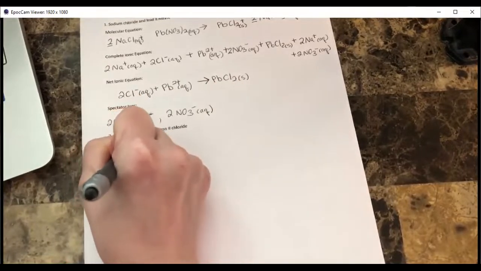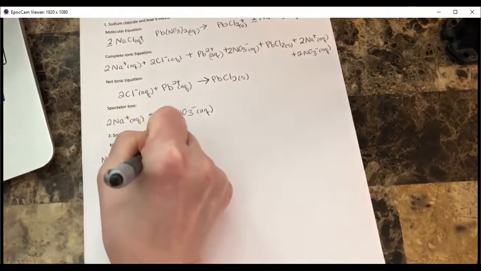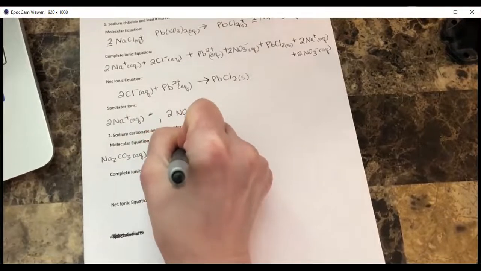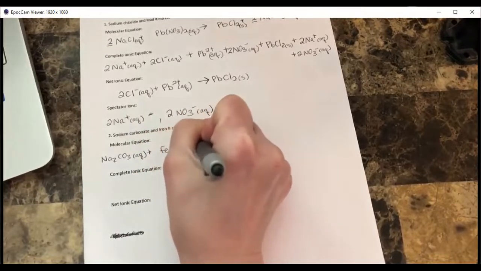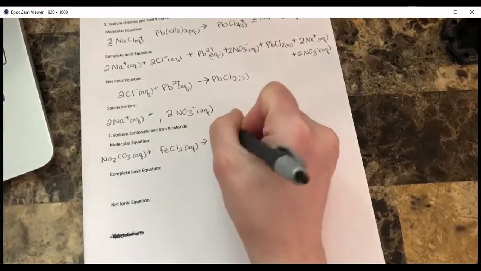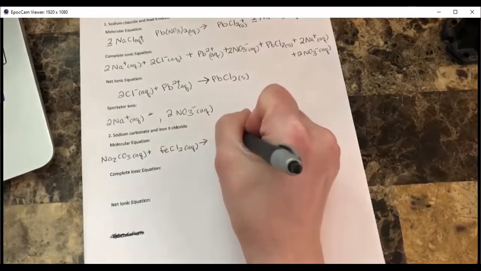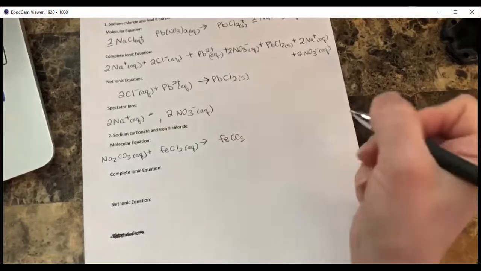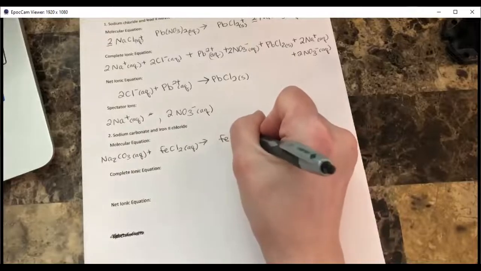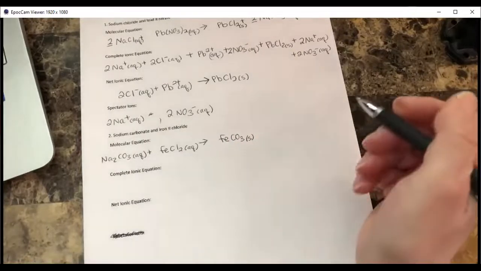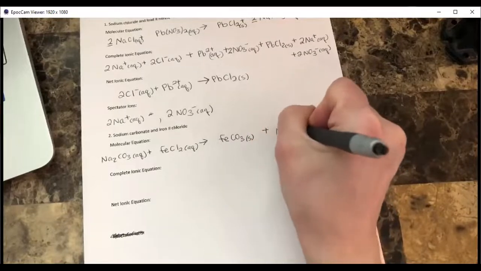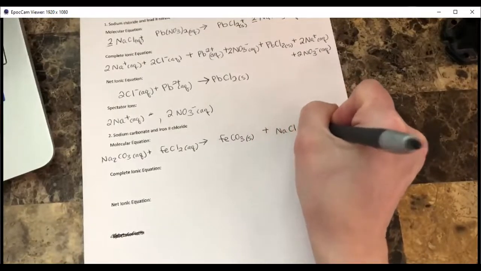So sodium carbonate, which is aqueous, plus iron 2 chloride, which is aqueous, yields iron carbonate. And I'm going to have you guys go back and look at the solubility table, but it is a solid. If you remember what we said the last time we spoke, the carbonates are typically solids. Plus sodium chloride, which is going to be aqueous.